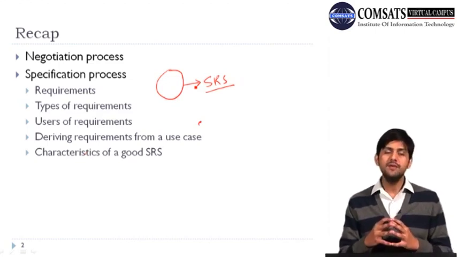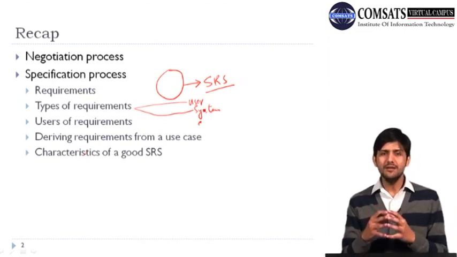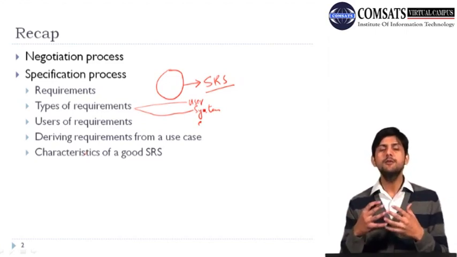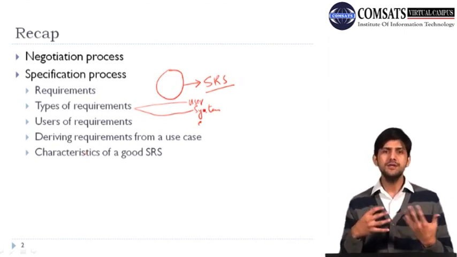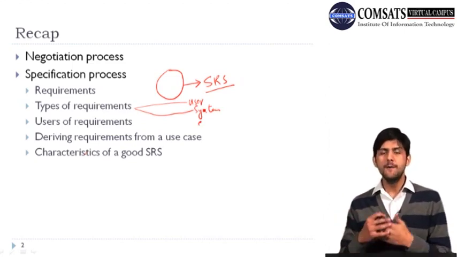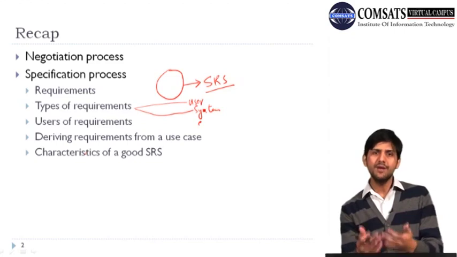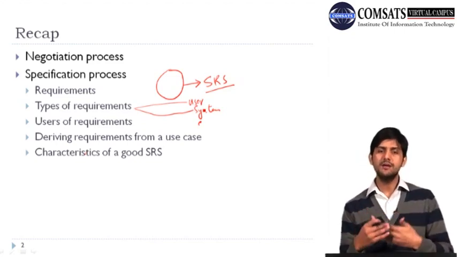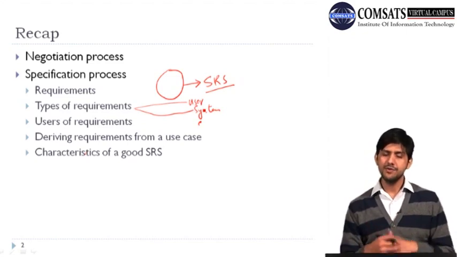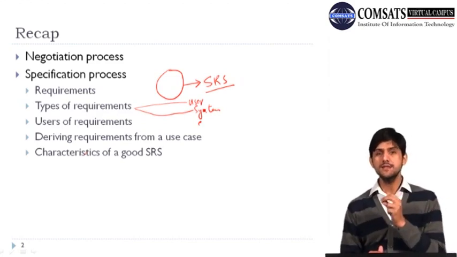Then we identified the different types of requirements. We said there are two types: user requirements and system requirements. A user requirement is generally more abstract, the way a user generally expresses a user story. But to produce the software requirement specification document, we need to go into a lot of detail, and that's why we go through analysis, negotiation, and then specification, because we want to generate system requirements from user requirements. Then we identified who the different users of user requirements and system requirements are.